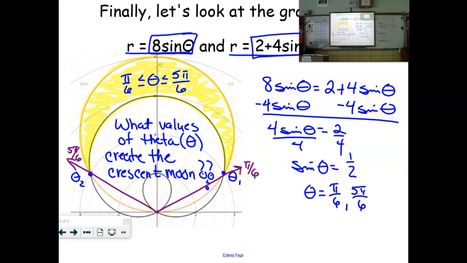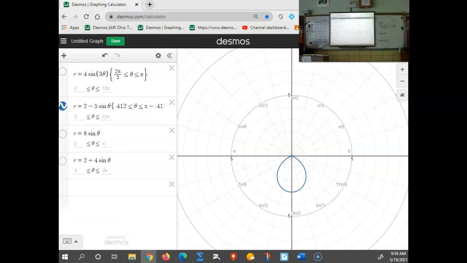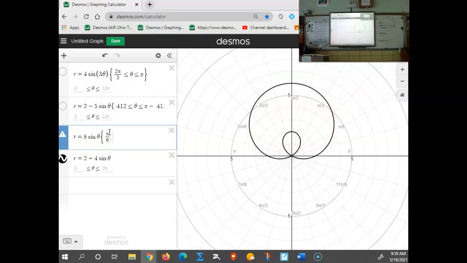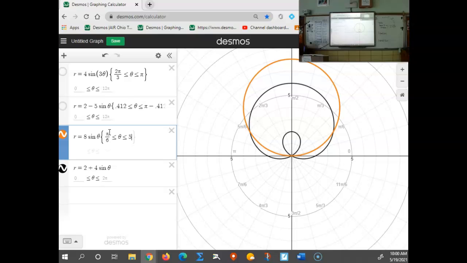Last one on Desmos land. All right, so we'll turn this one off. So we'll turn these two on. There they are. So we just said we wanted to go from pi over 6 and 5 pi over 6.